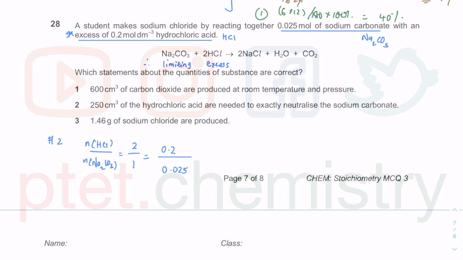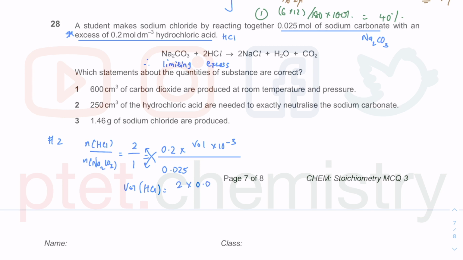So 0.2 is the concentration of the HCl, times the volume required, times 10 to the minus 3, because the volume will be in cm cube. So I convert to dm cube by dividing by 1000 or multiplying by 10 to the minus 3. So the volume of the HCl required, I'm going to move that up, and I'm going to move 0.2 times 10 to the minus 3 down there. And there will be my cross multiply.